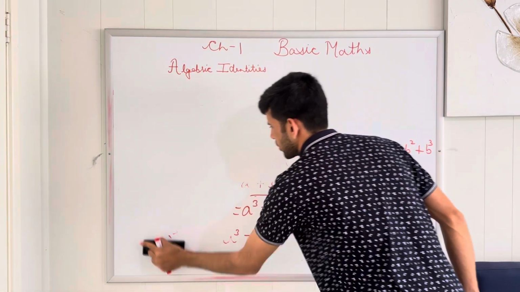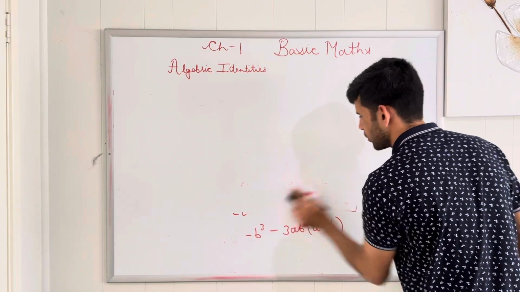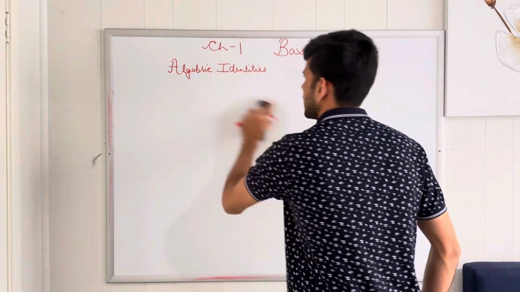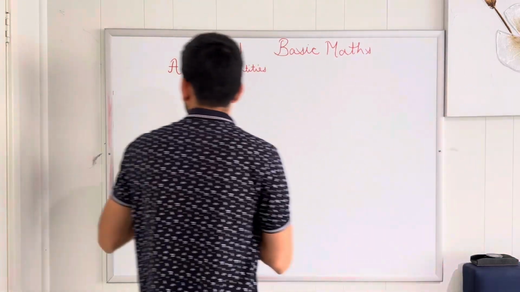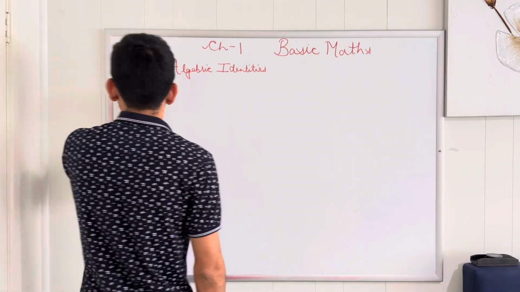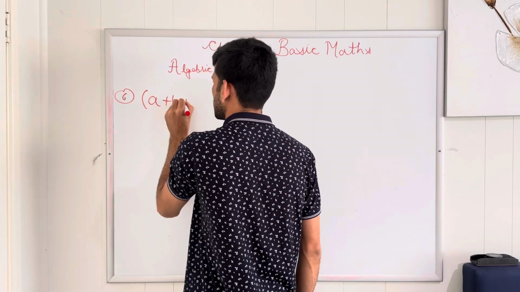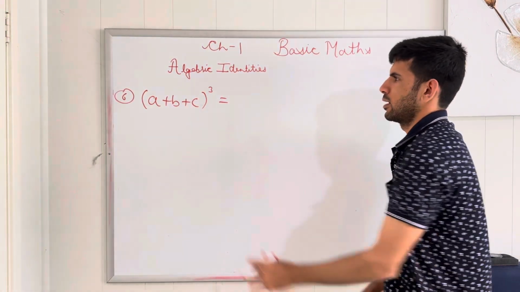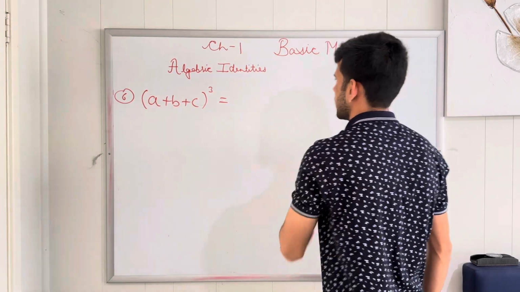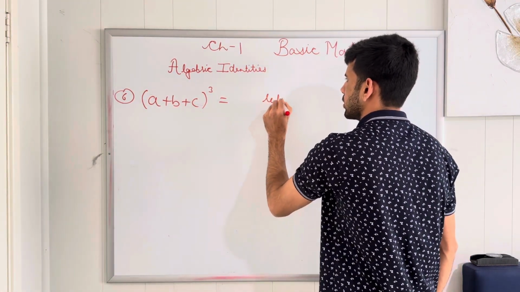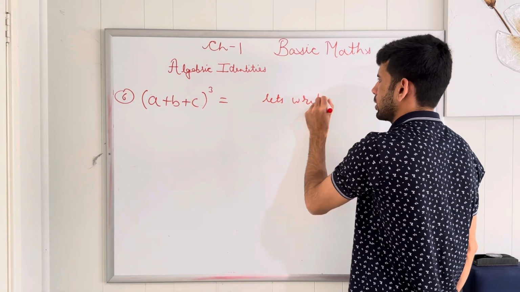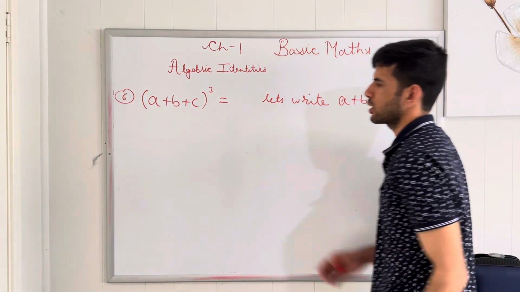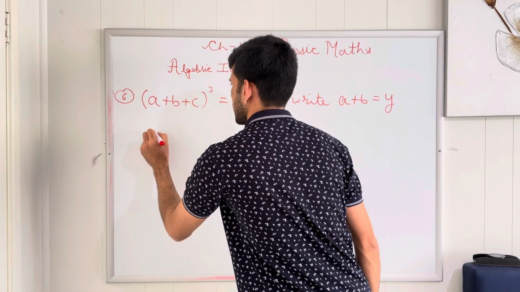That's probably a new one for many of you, and we can write that as (a + b + c) whole cube. If you notice properly, what can I write for a plus b? Let's write a + b = y. I'm saying that this is y, okay? So I'm just proving it.